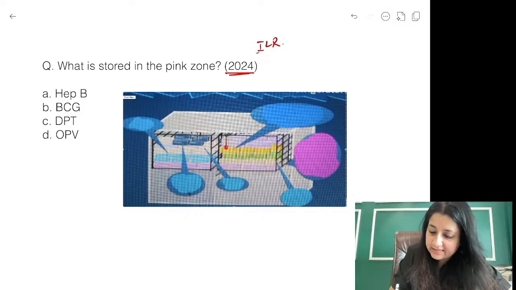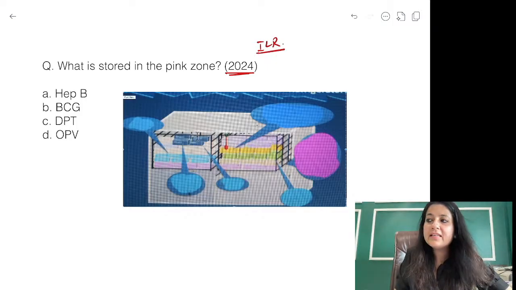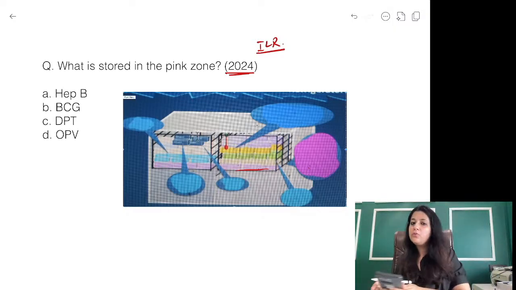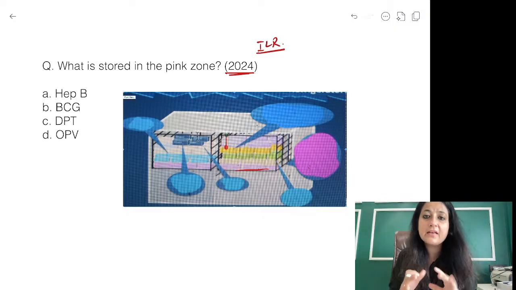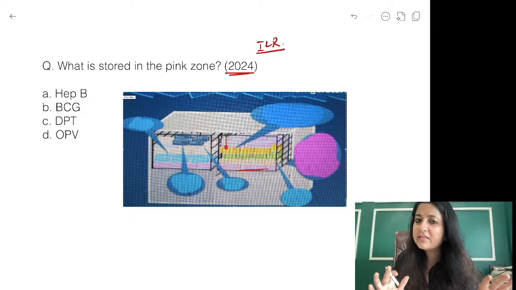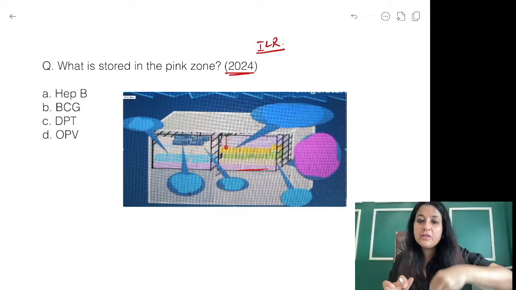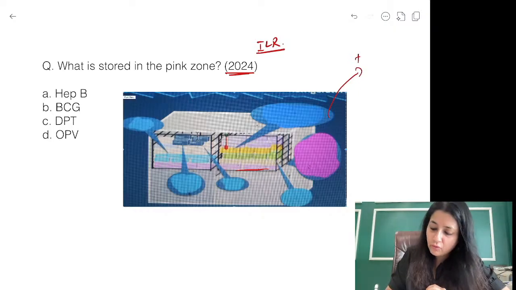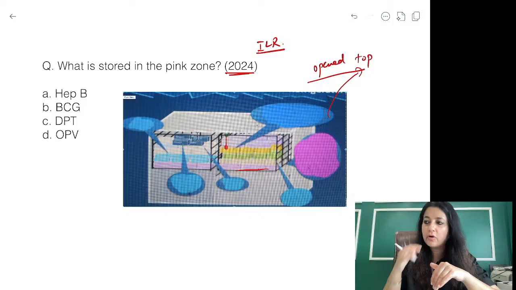So this is an ice line refrigerator. Now what is at the bottom most of an ILR? Basically this pink zone I am trying to ask you about, all right? So this one is the bottom most of an ILR. Now you all know, in the offline class or online class or on Prep Ladder, we have discussed everywhere that whenever you open an ILR, you open it from the top. So what happens if it is opened from the top?